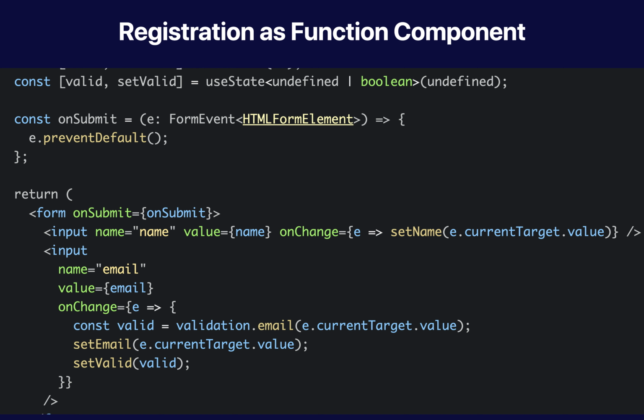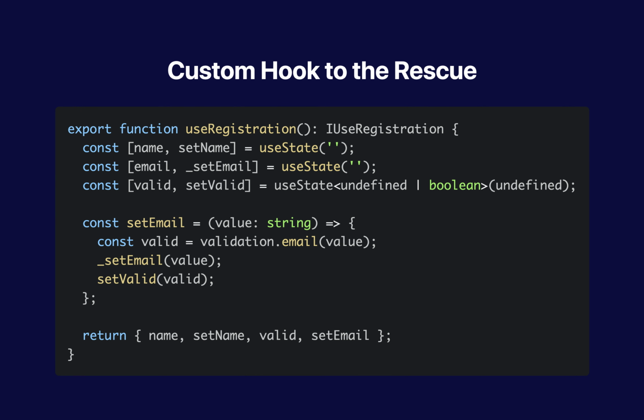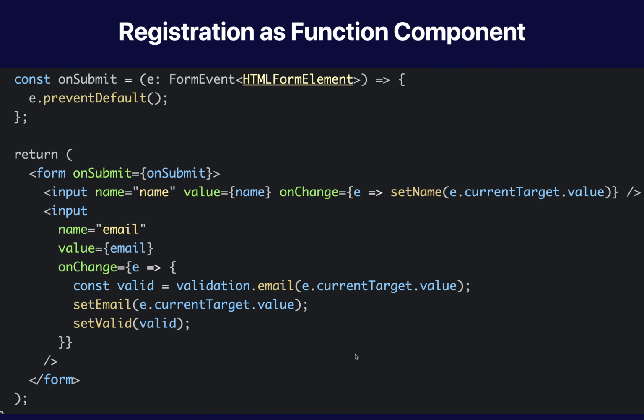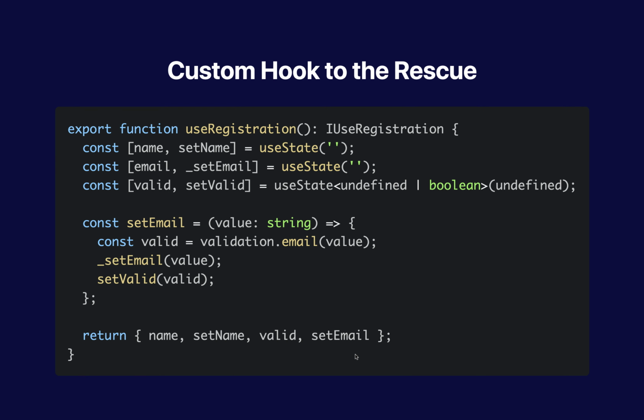I still have all this duplicated logic across 3 components. And this is where I decided to move it out to a custom hook. So I've created a custom hook here, as you can see. I've got another function called setEmail, which does everything we saw back in the function component down here in line. We validate the email, and then we set both the value of email and if it's valid or not.